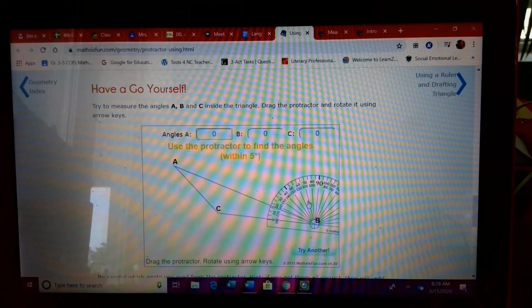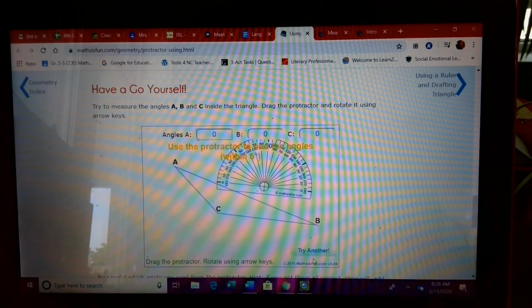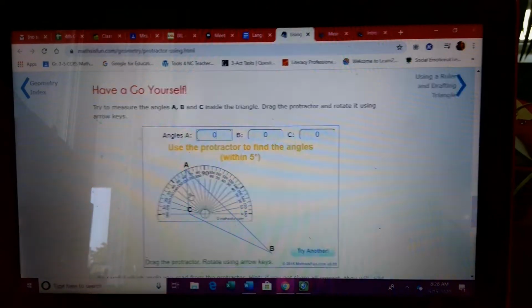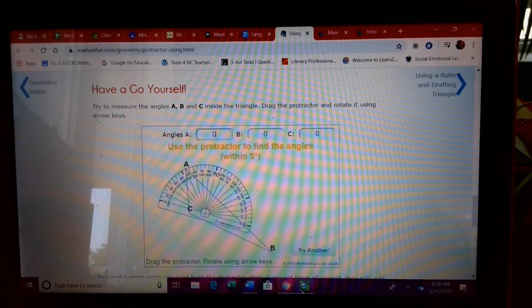I would recommend that you play around with it. You can click try another, it gives you more. Try another. It's really cool. You can rotate it around.